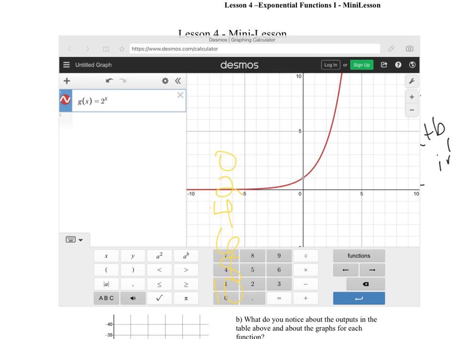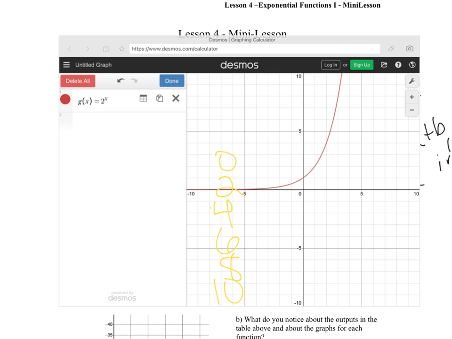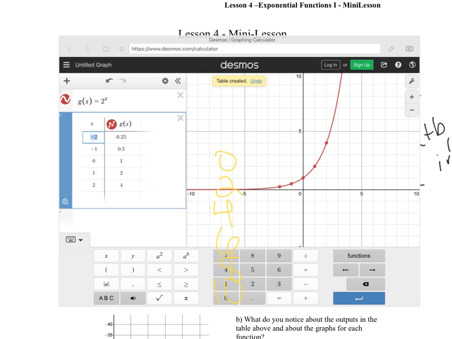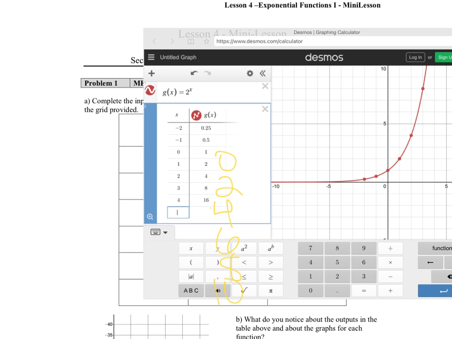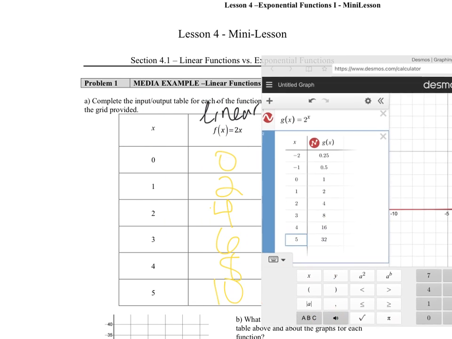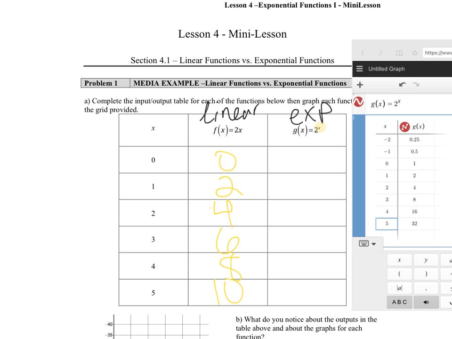And so there's the graph of an exponential function. It is not a line like the other one was. It's this curve. I can still pull a table for it. So I touch that little gear, and I'm going to touch this table button right here. And that's going to pull up that table for me. I need the same values for this table. So 0, 1, 2, 3, 4, and 5. And now I have values that I can fill in for the exponential function.